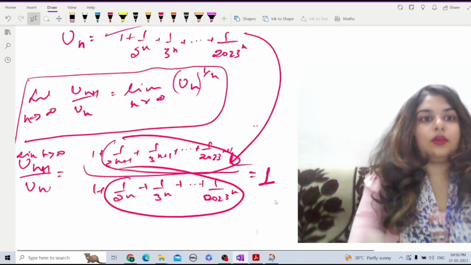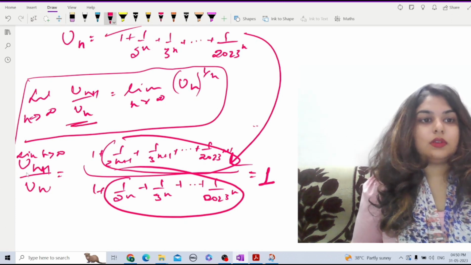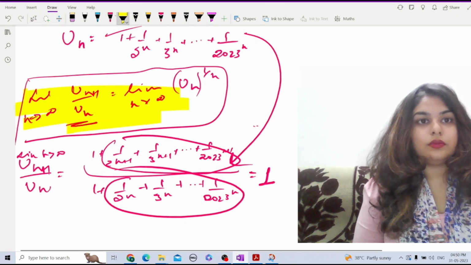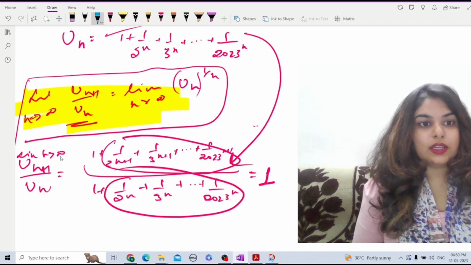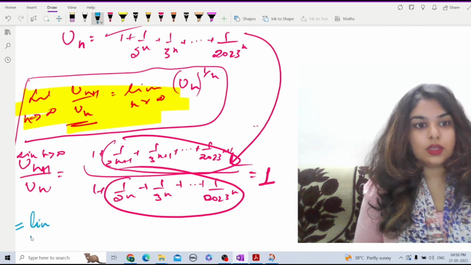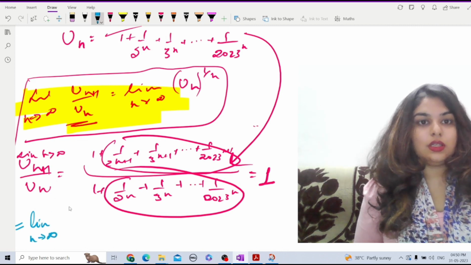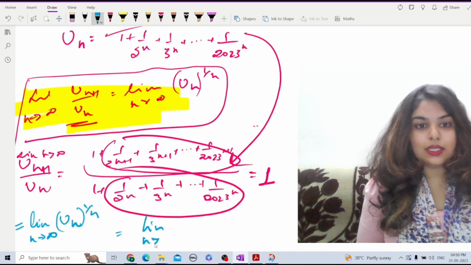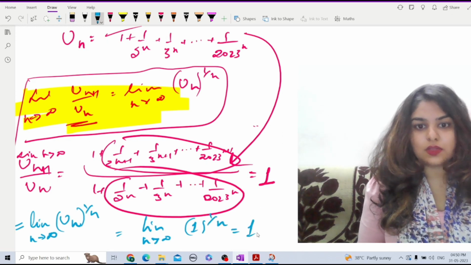Now according to this formula, we can write limit n tends to infinity un+1 by un is equal to limit n tends to infinity un to the power 1 by n, which here is equal to limit n tends to infinity 1 to the power 1 by n, and of course the answer is 1.